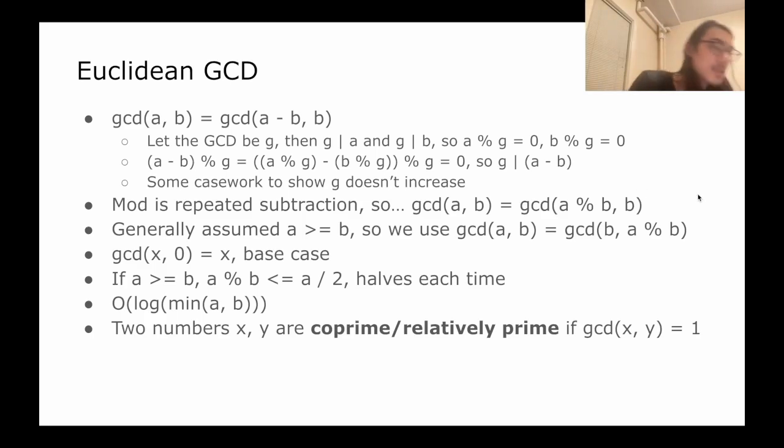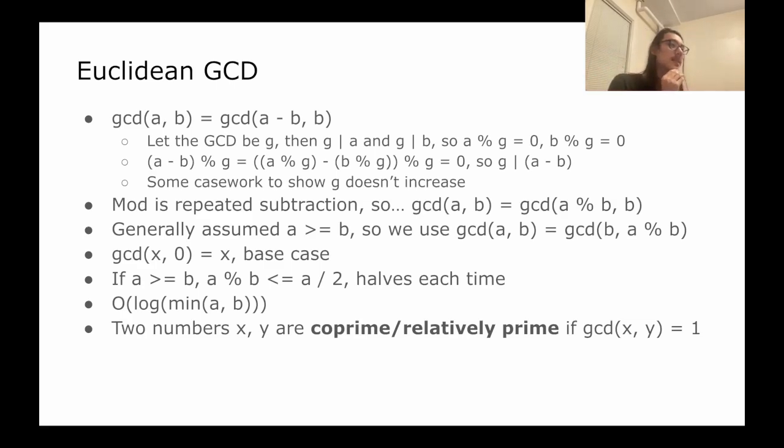We also know that modulo is repeated subtraction. So the GCD of a and b is actually the GCD of a modulo b and b, not just a minus b, because we can subtract as much as we want. And then because we want to maintain that a is greater than or equal to b, a mod b is going to be less than b, so then we swap them so we continue the algorithm.